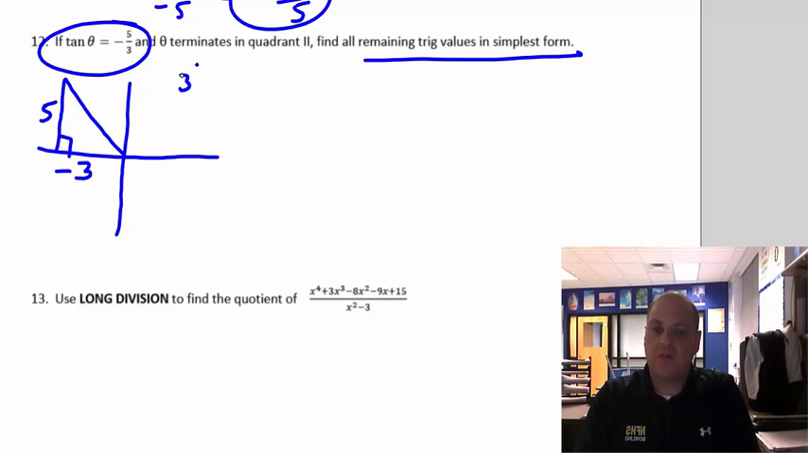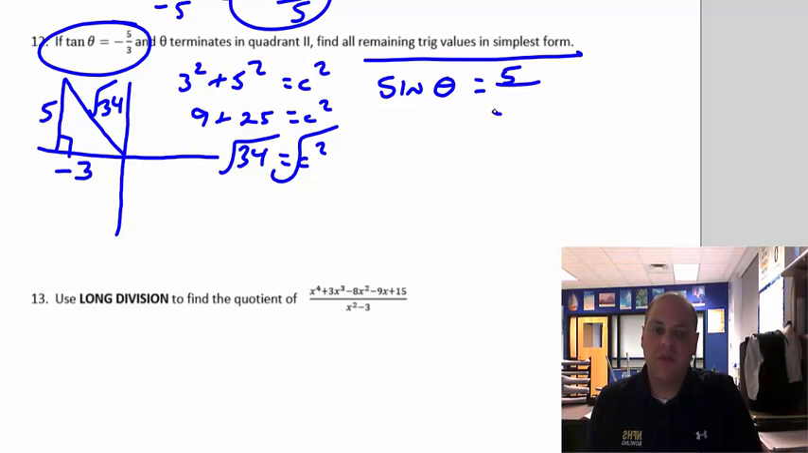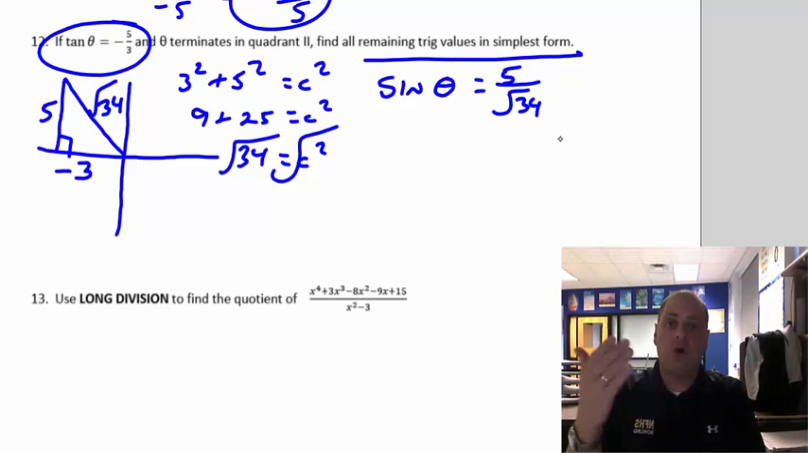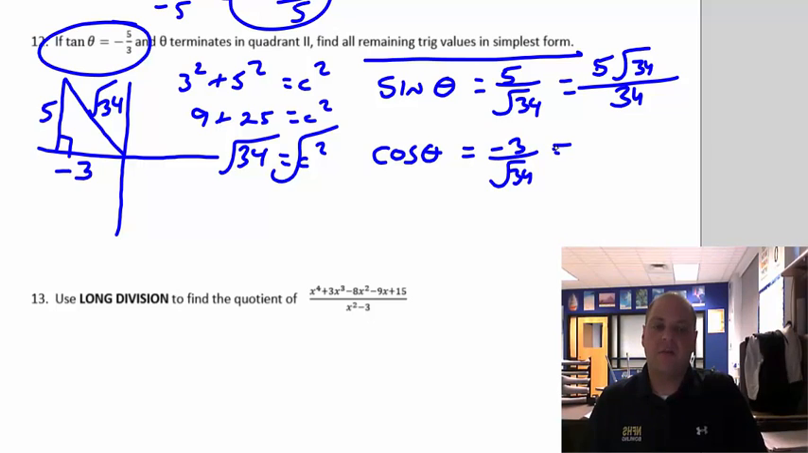All right, so now we can find everything else. We need Pythagorean Theorem again. So 3 squared plus 5 squared equals c squared. 9 plus 25, 34 is c squared. So the square root of 34 is going to be our hypotenuse. Now the sine is going to be opposite over hypotenuse, 5 over radical 34. And I'm going to skip the rationalizing part because we've done this so many times, guys. Look it up in your notes if you don't know how to do it. You multiply by radical 34 over radical 34. That's going to come out to be 5 radical 34 over 34. The cosine is negative 3 over radical 34, so that's going to be negative 3 radical 34 over 34.